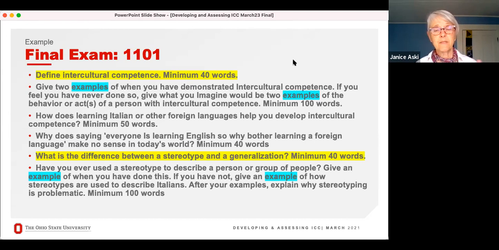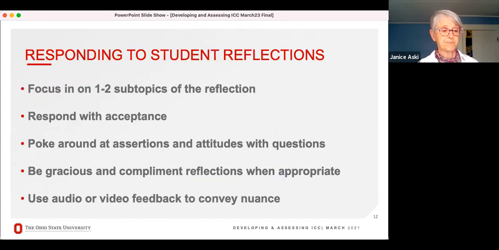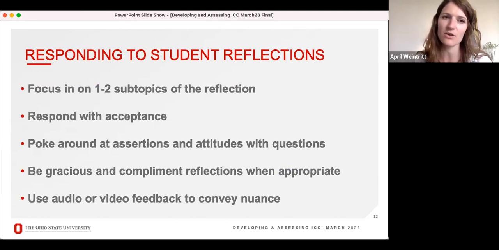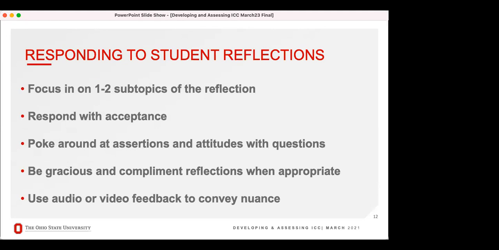So I'll pass the baton to April now, who's going to talk to you about what it's like to respond to these reflections. So hi again, everyone. I'm going to jump in, and in the interest of time, I know that we all come to this place from different experiences, and I want to just highlight five tasks that have helped our instructors respond effectively and meaningfully to student reflections. Some of these may be familiar to you, some of them you haven't started using yet or reflecting upon.